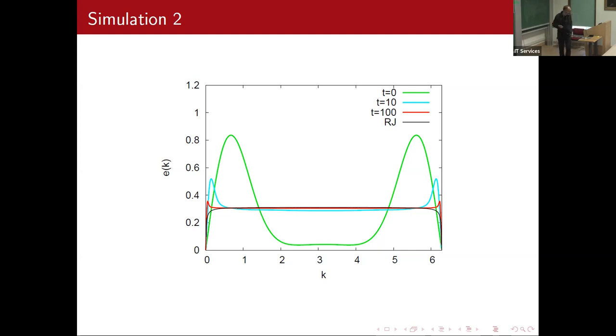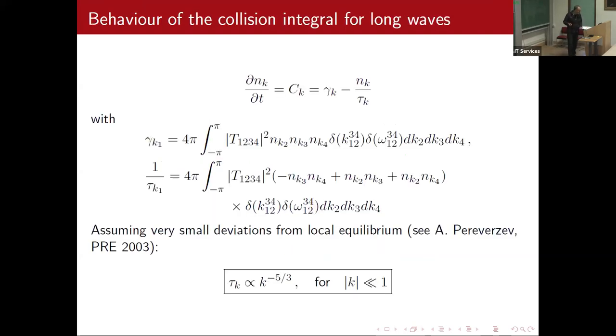The reason for that can be found in the paper by Pereverzev, and then also by Spohn and Lukkarinen. If you rewrite the kinetic equation in this way, which is just another way of writing it, this tau_k can be considered as a relaxation time, the time needed for the system to reach equilibrium. It can be shown, and this has been done for equipartition of energy assuming very small deviation from local equilibrium, that tau_k diverges like k to the minus 5/3 for k much, much less than one.